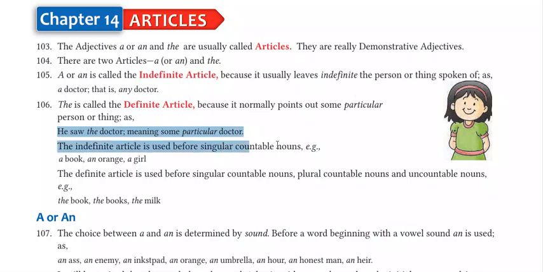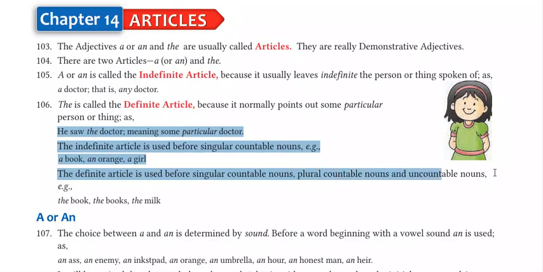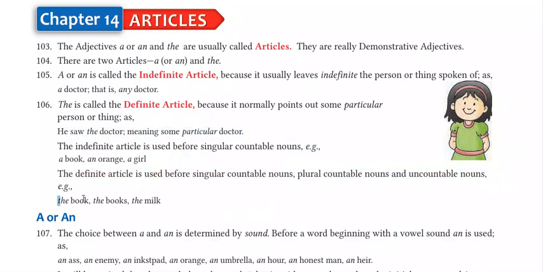The indefinite article is used before singular countable nouns, for example, a book, an orange, a girl. The definite article is used before singular countable nouns, plural countable nouns, and uncountable nouns. Right? How? We can say the book or the books, like singular and plural countables, and uncountables as well, like the milk, the cheese, the hair. So these are uncountable nouns.